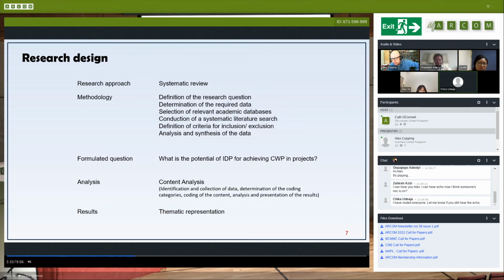The research used a systematic review approach and employed a methodology that defined the research question, determined the required data, selected relevant academic databases, conducted a systematic literature search, defined criteria for inclusion, analyzed and synthesized data. The formulated question for this study is: what is the potential of IDP for achieving CWP in projects? Content analysis was used following processes as highlighted on this slide. The results follow a thematic representation.